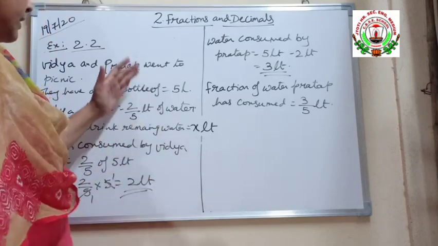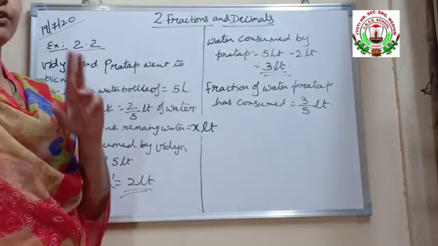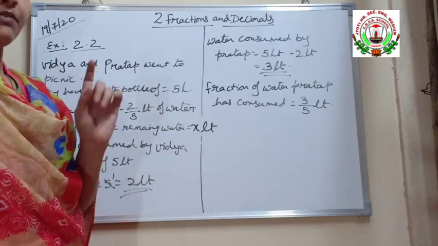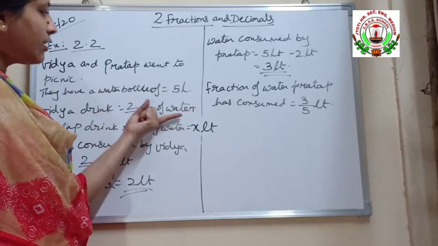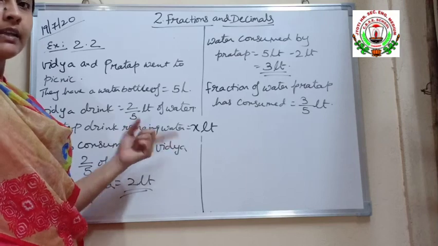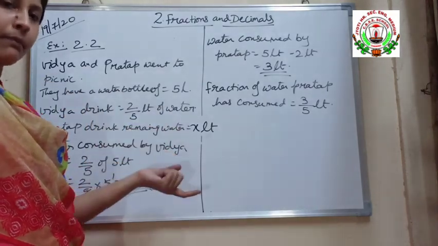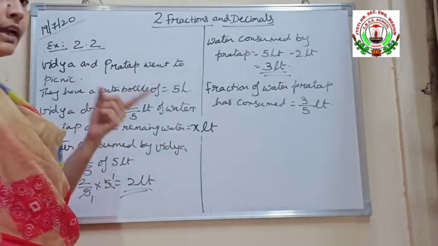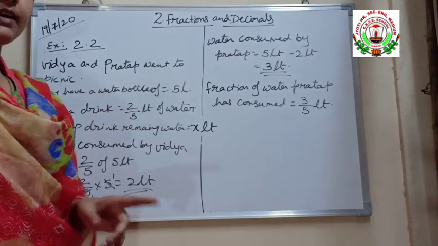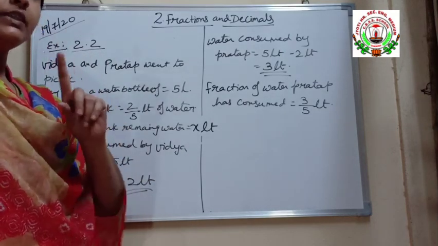See, once again, let me revise this problem solving. Vidya and Pratap went for a picnic and they have a water bottle of 5 liters. Vidya has taken 2 by 5 liters of water from that 5 liters. So Pratap has consumed the remaining water. The first question they have asked is how much water Vidya has taken, not the fraction part.